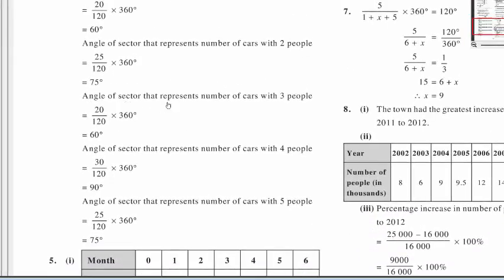The angle of sector that represents cars with 3 people is 60 degrees, and the angle of the sector that represents cars with 4 people is 90 degrees, and the angle of sector that represents cars with 5 people will be 75 degrees. So please mark your answers.